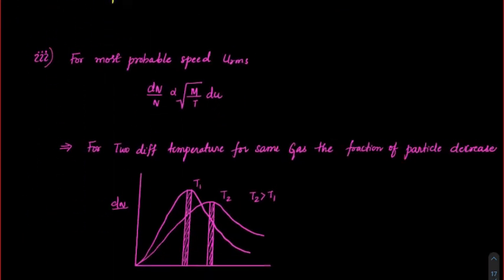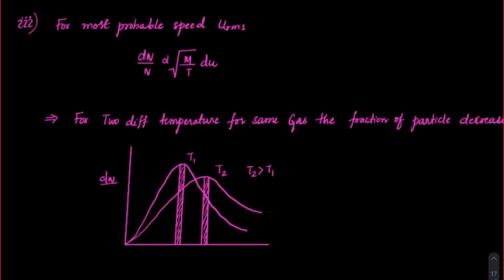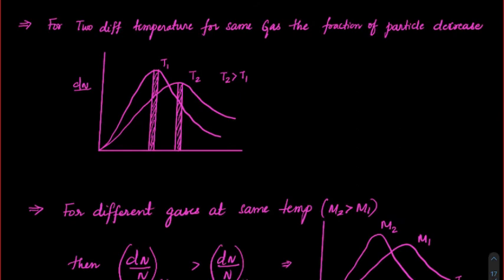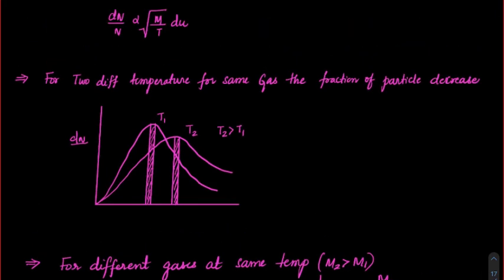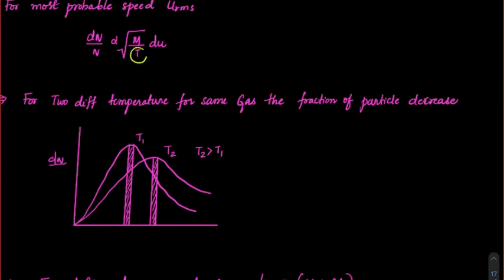The third conclusion: as we have seen, for any speed, dn by n is always proportional to root of m by t. How does this help us? See, for two different temperatures for the same gas, the fraction of particles decreases. You can see clearly from here, if the temperature is increased, the fraction is going to decrease. So that is what happened from temperature T1. If you increase the temperature, the fraction of particles has decreased, so the graph will go more towards the right-hand side.